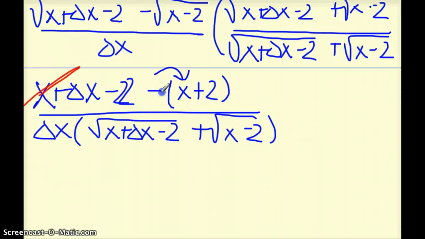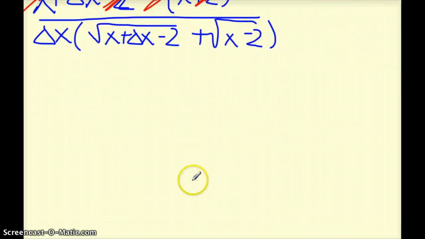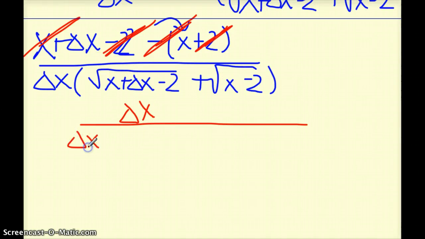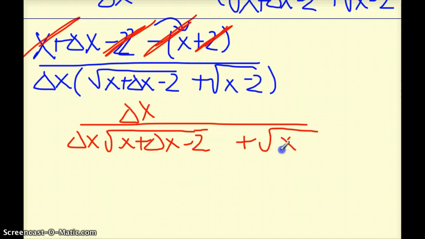this x is going to cancel with this x. This negative 2 is going to cancel with this negative 2. And what I have left over in my numerator, let me extend again, is delta x divided by delta x times radical x plus delta x minus 2 plus radical x minus 2. So what do you notice about this? Correct? Now I can cancel these out and keep a numerator of 1.